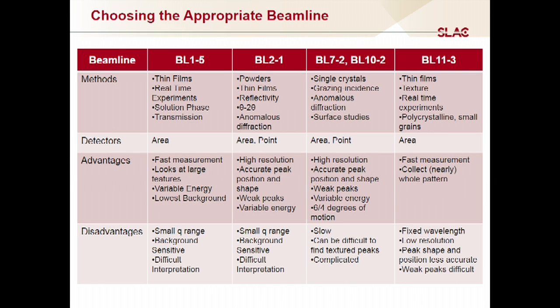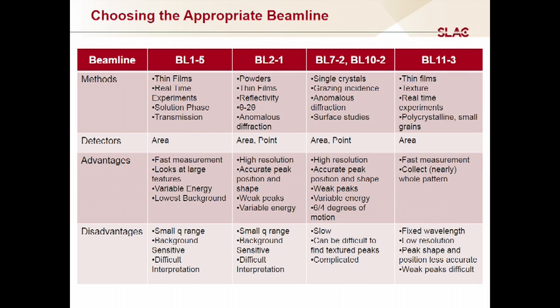So to translate this into some of the SSRL beamlines, we really have 5 scattering beamlines at SSRL. And so we have beamline 1.5, which is meant for small angle scattering. And so you can measure things like thin films, you can do solution phase measurements, you can measure things in transmission, and you can do this quickly, which means that you can do real-time measurements. So you can do in situ, you can watch something as it's changing.